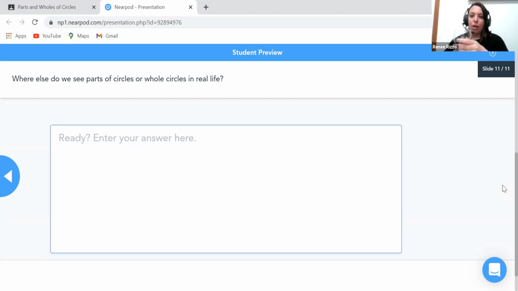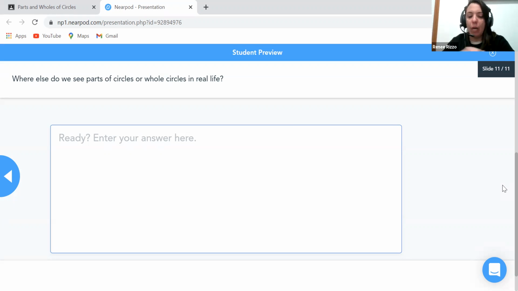So I know that the top or the bottom of glasses would be whole circles, right? Cookies are usually circles, and we can break them into half or quarters or however you want to break them into parts or pieces, right?